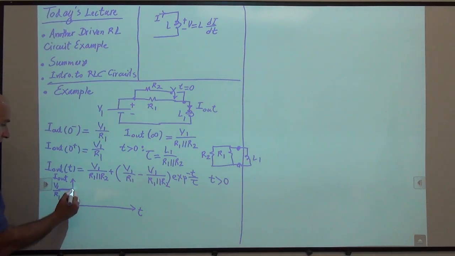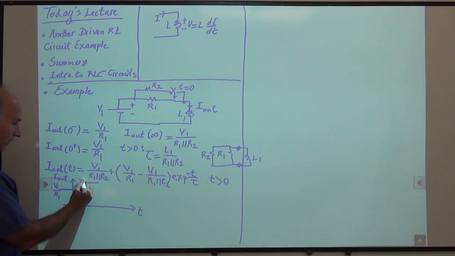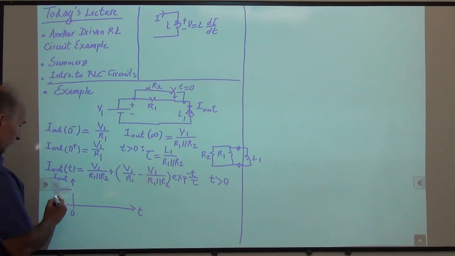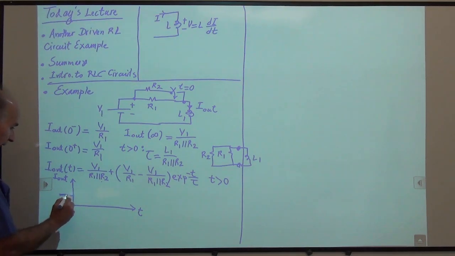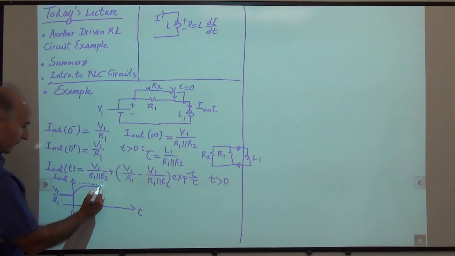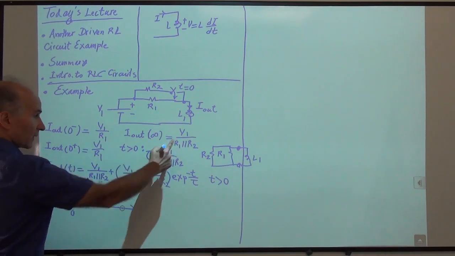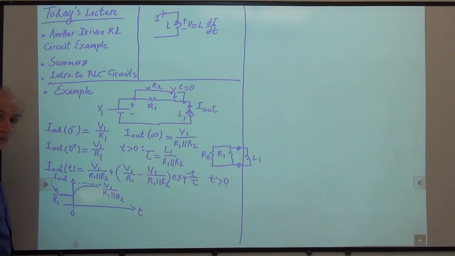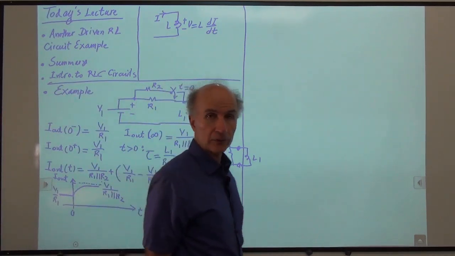So this current increases to a final value of, okay, let me clean this up here. I have to draw this a little lower so that it's all nice and clear. So we start out at a value of V1 over R1, and then this grows towards the final value. The final value is given by this one: V1 over R1 in parallel with R2. All right, so that's the behavior of I out.